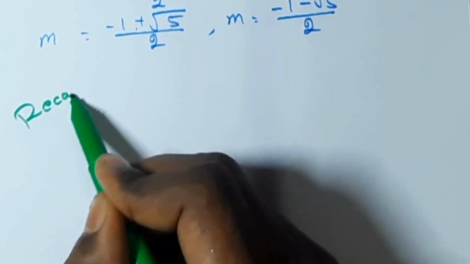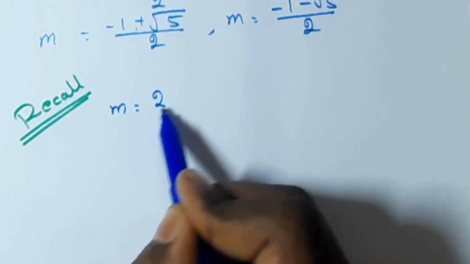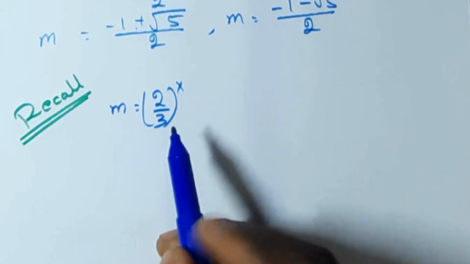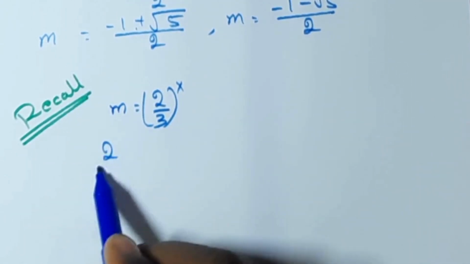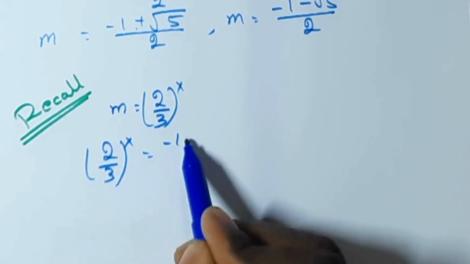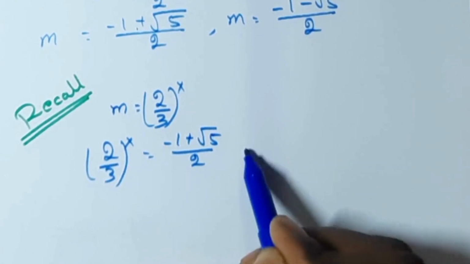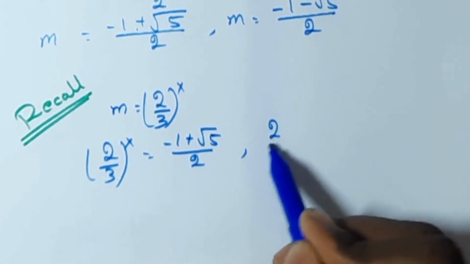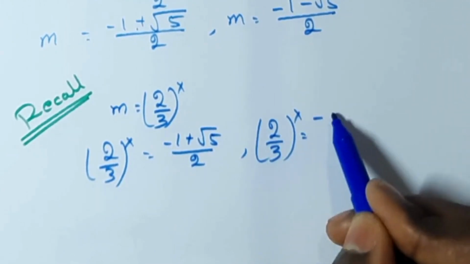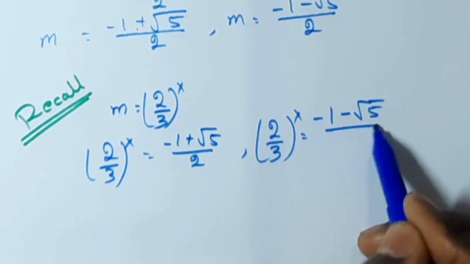Recall m equal to 2 by 3 whole power x. So implementing this m here, 2 by 3 whole power x equal to minus 1 plus square root of 5 by 2. This is the one solution. And the other one is 2 by 3 whole power x equal to minus 1 minus square root of 5 by 2.